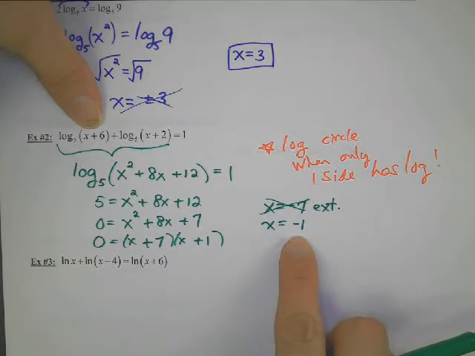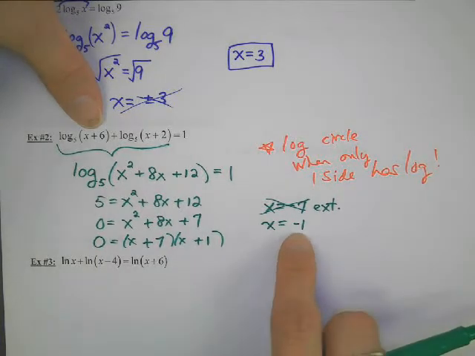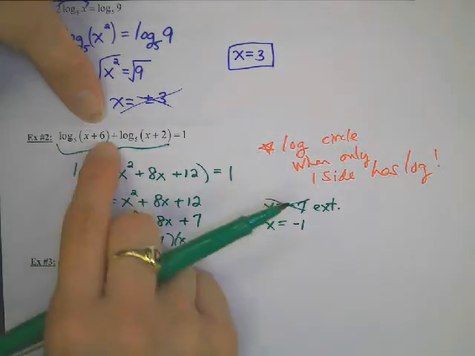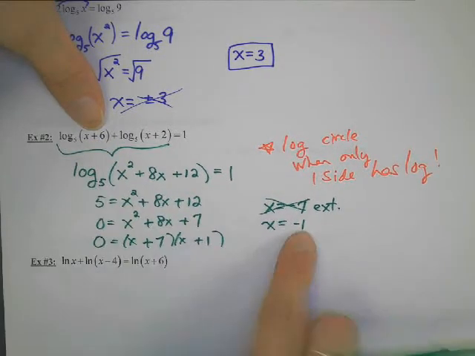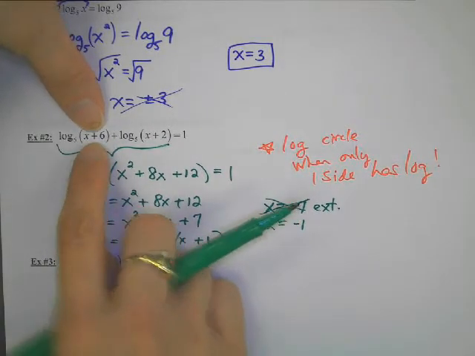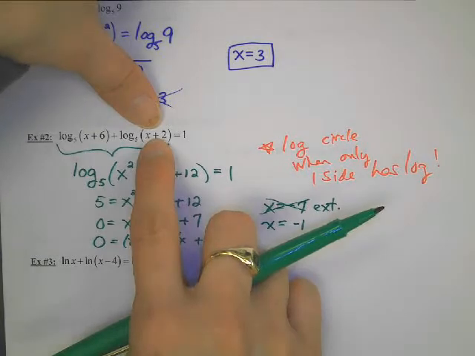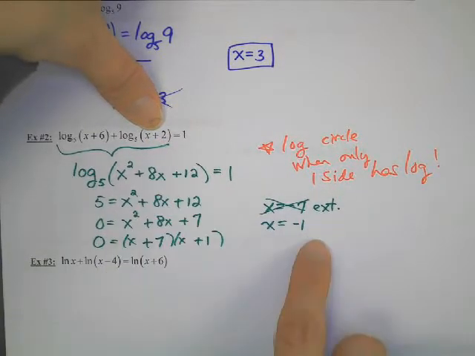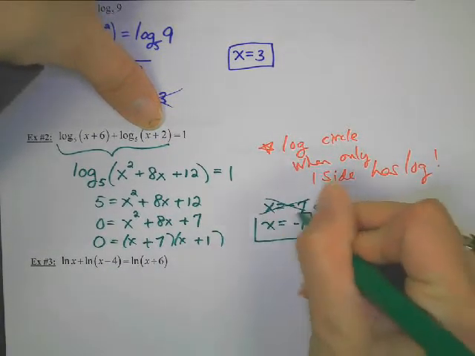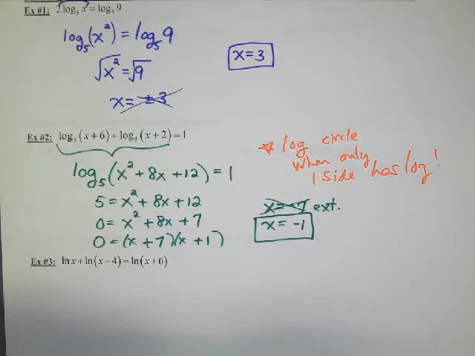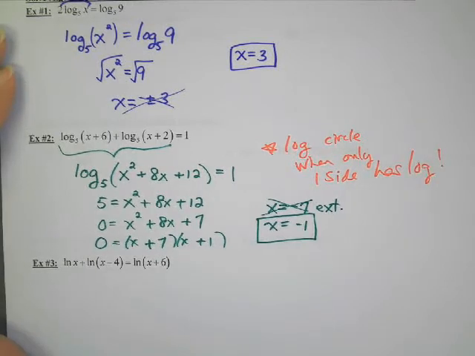Is negative 1 going to be okay? Negative 1 has to get plugged in. Is this log going to be okay? That's going to be log of a 5. That's okay. And negative 1 here makes this log positive 1. Okay, that one's definitely going to work. Don't just cross off the negative answers. You have to see if it's going to go in okay to the equation.